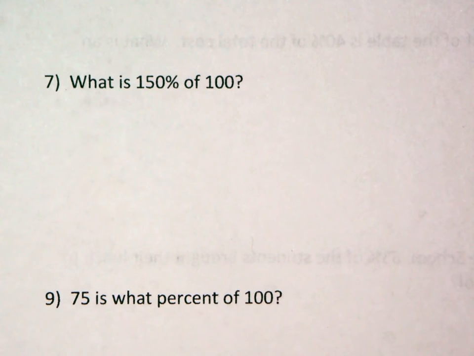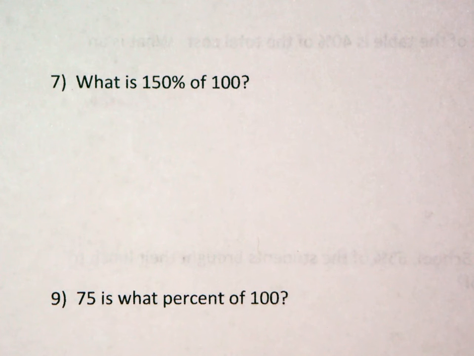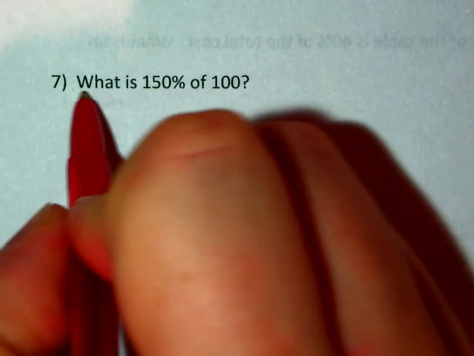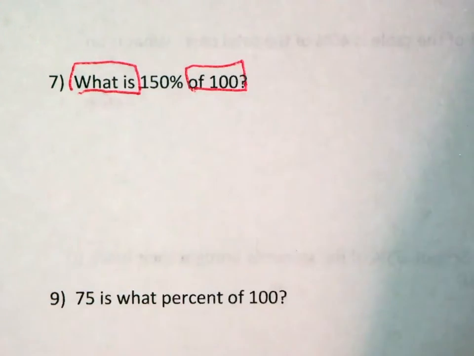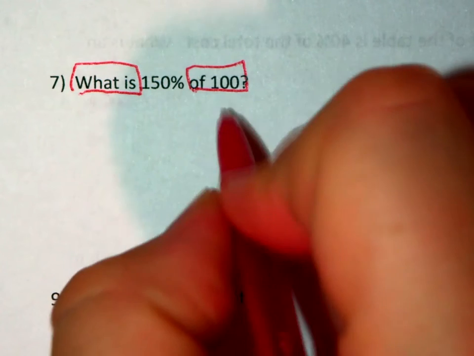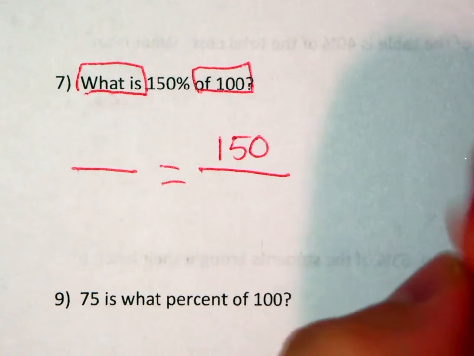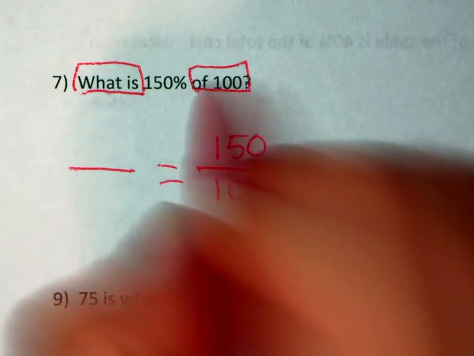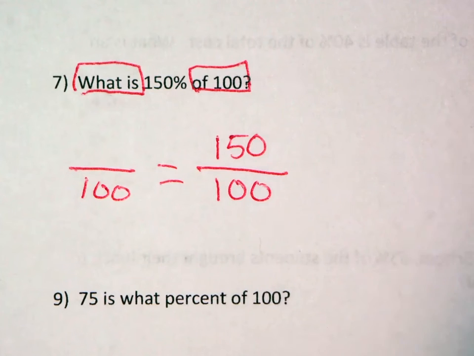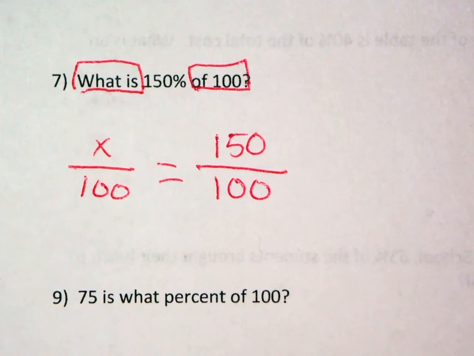Let's look at problem number 7, because it's not very often that you're going to see, at least in terms of what we do in class, percentages that are greater than 100. So we have what is 150% of 100. Well, I'm going to put my percent in the percent place, over 100. I have of goes in my of statement place. And now I'm looking for this missing piece right here.